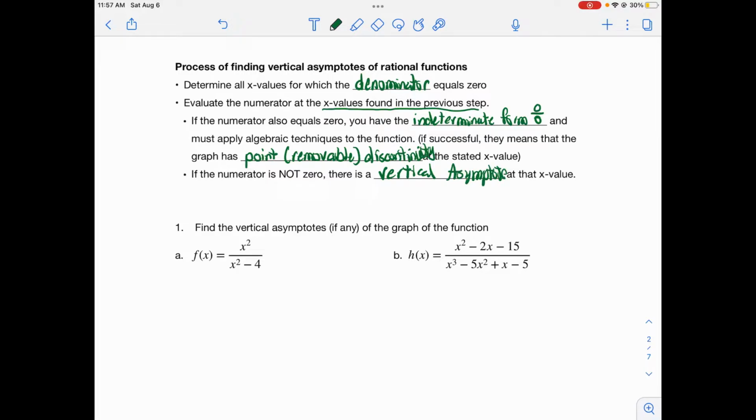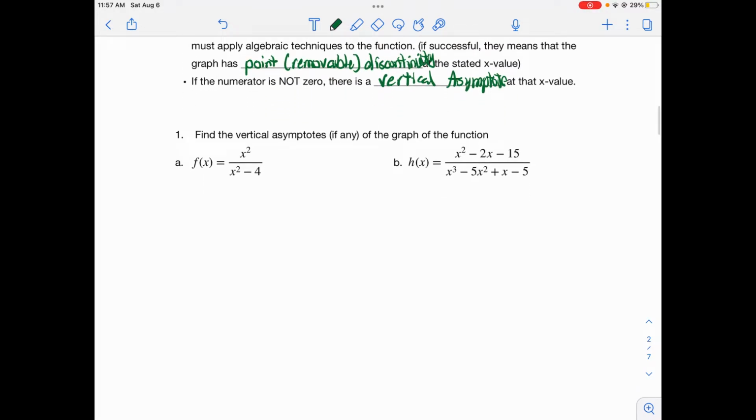At that x value in which the denominator equals 0. So let's see this work. Find the vertical asymptotes, if any, of the graph of the function. So step 1, I take the denominator and set it equal to 0. All right, we're going to solve this for x.